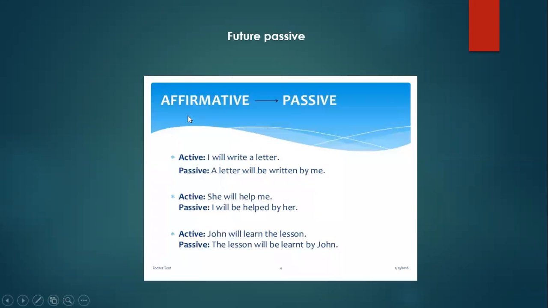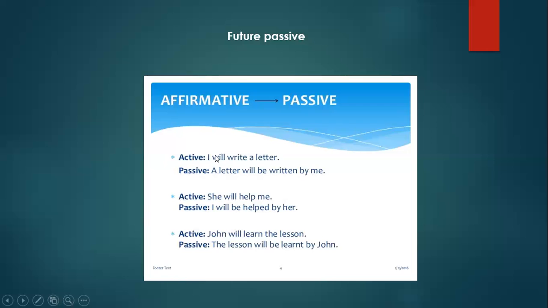Look here. Affirmative sentence, active sentence. In the affirmative case: I will write a letter. Here we have I as a subject, will write as a verb, and a letter as an object. We divide the sentence into subject, verb, and object, and we move the object to the beginning of a new sentence.